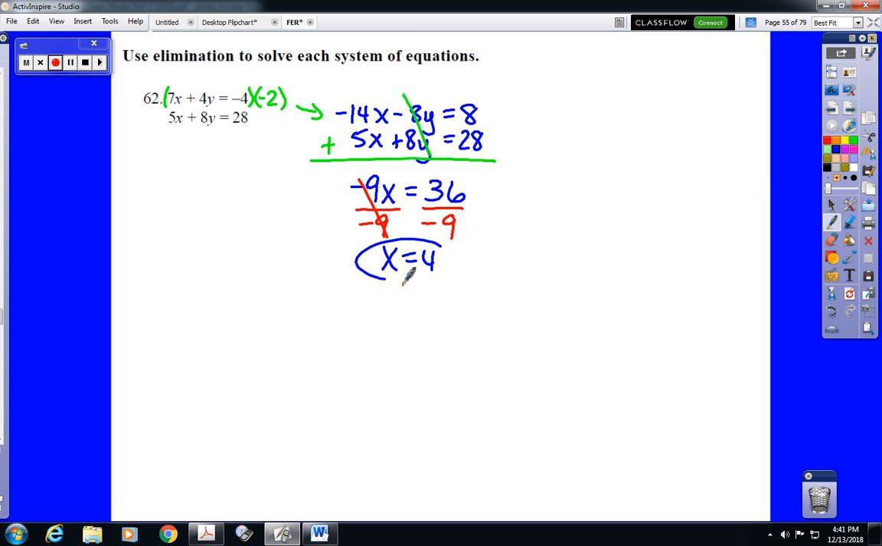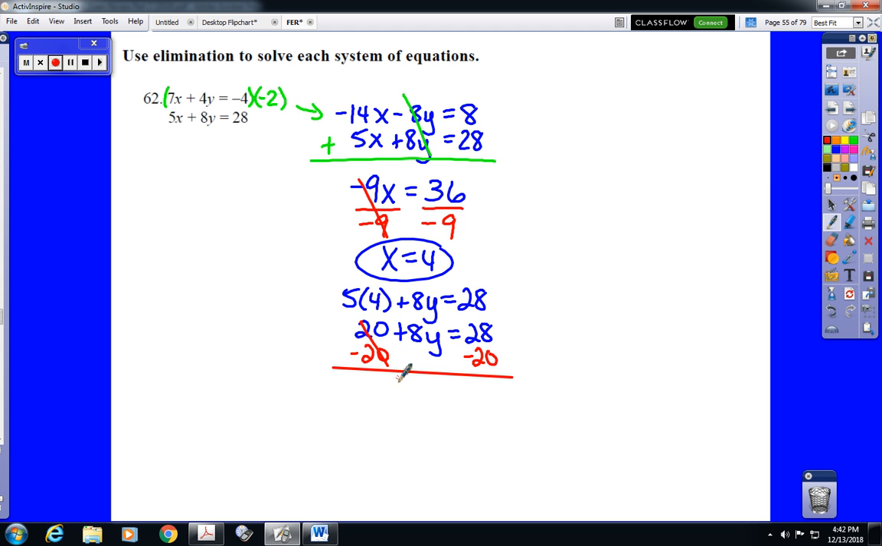Now there are 2 variables in this problem, so we do need to find the other variable. So let's take that 4 and let's plug it in for x in the second equation. 5 times 4 plus 8y equals 28. That would be 20 plus 8y equals 28. We would subtract 20 from each side, which would give us 8y equals 8.